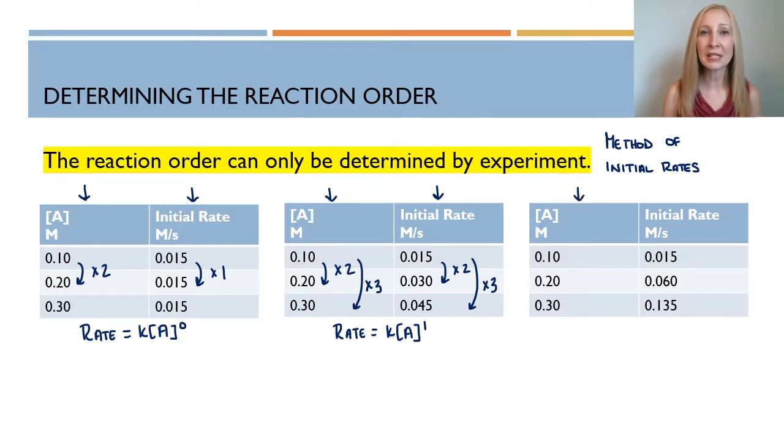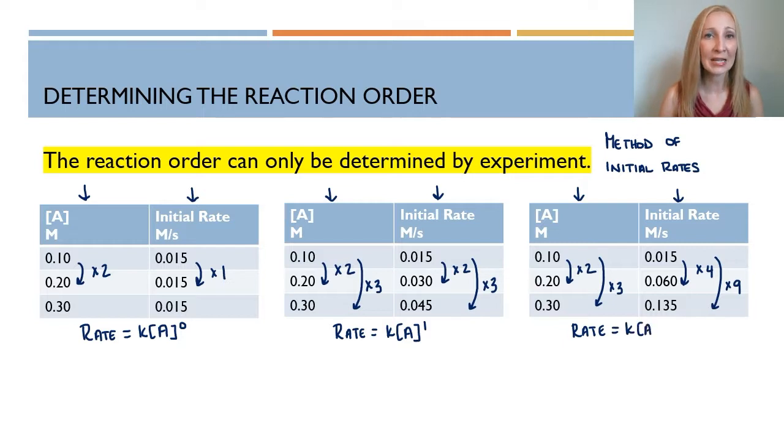If we increase the initial concentration by 2, then the initial rate increases by a factor of 4. And if we increase the initial concentration by 3, the initial rate increases by a factor of 9, or the square of what we did to that concentration. This would indicate we have a second order reaction, and all you guys need to be concerned with are 0, first, and second order reactions. So the rate law would be written as rate equals K times the concentration to the second power, or squared.